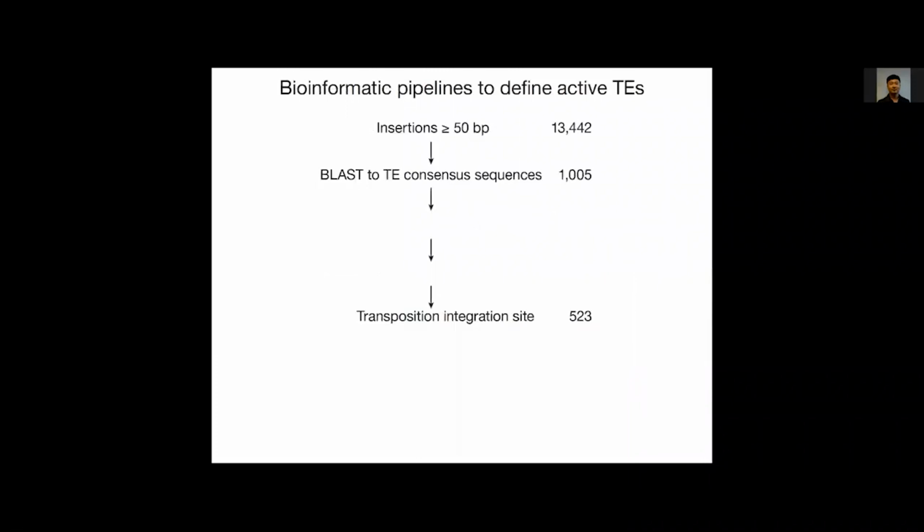Then we used multiple filters, and in the end, we found around 500 transposition integration sites. These actually include the known insertion that leads to the blue shell eggs in Araucana. And all these transposition integrations come from only 30 active TE families. They include 29 endogenous retroviruses and 1 LINE element, CR1.